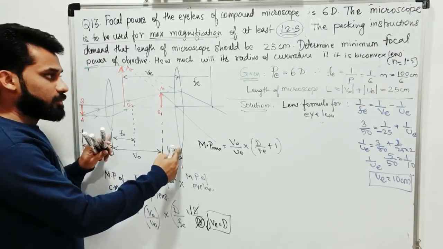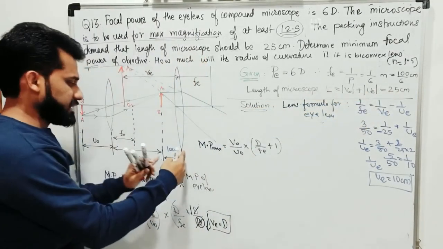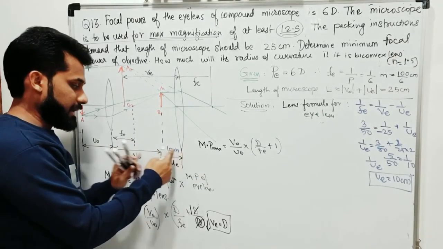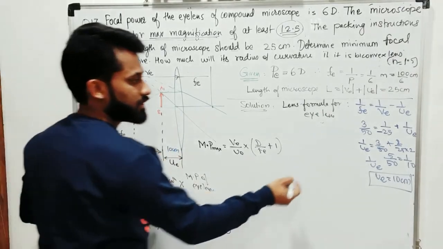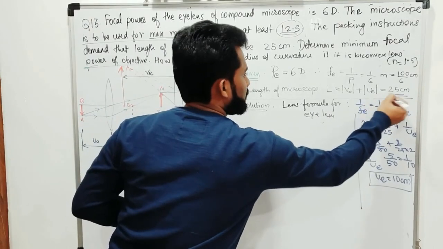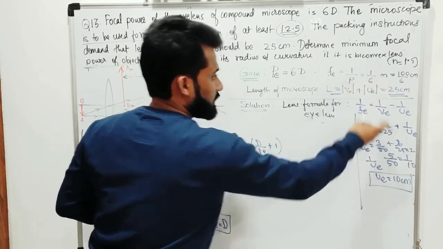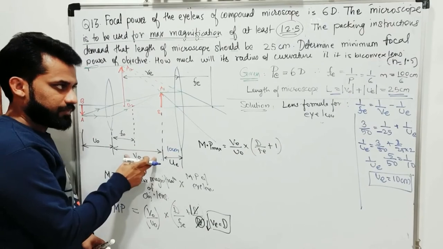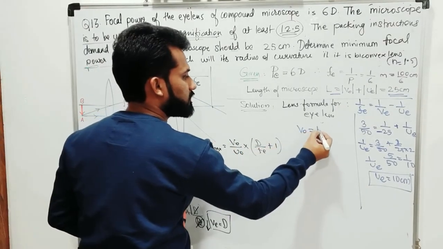The total length of the microscope is 25. So if this is 10, this should be 25 minus 10, that is 15. So using this formula, that the length is UE plus V0, I can get V0 equal to 15 centimeters.